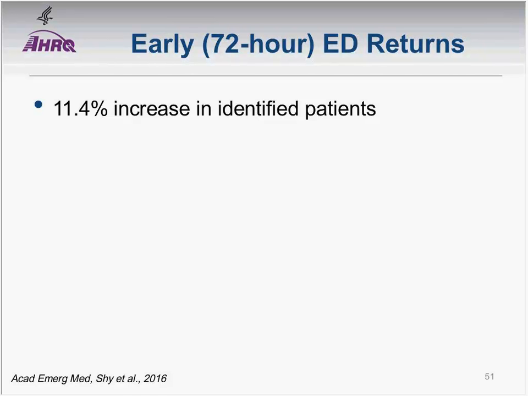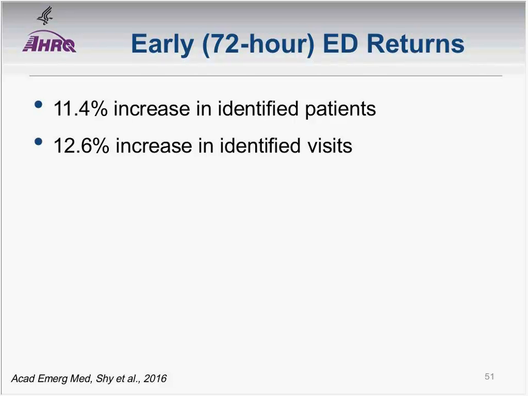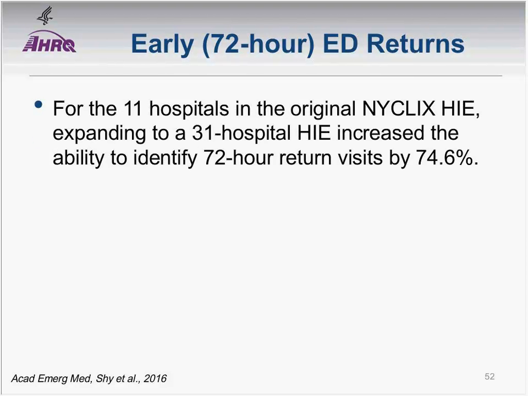And this accounted for an 11.4% increase in patients that we were able to identify when we looked across the whole exchange, and a 12.6% increase in visits that we were able to identify. For the 11 hospitals, and then when we looked again, going from the smaller HIE to the larger HIE, we were actually able to increase our ability to identify 72-hour return visits by almost 75%. So this shows value in further aggregation of nodes on the network, if you will, to larger collaborations where health information exchange data is being shared.